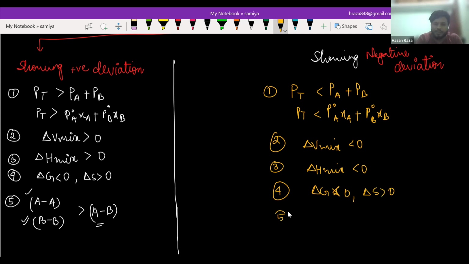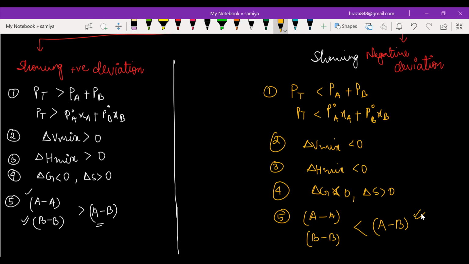The fifth condition is that the interaction between AA particles and the interaction between BB particles will be lesser than the interaction between AB particles. That means the solution's particles are tightly bonded with higher force of attraction than the pure particles. That means vapor pressure of solution in negative deviation will be lower than the pure one. Is that clear? Yes, sir. Very good. Thank you. So please write it. Then we are going to plot a graph for positive deviation as well as negative deviation with reference to ideal solution.